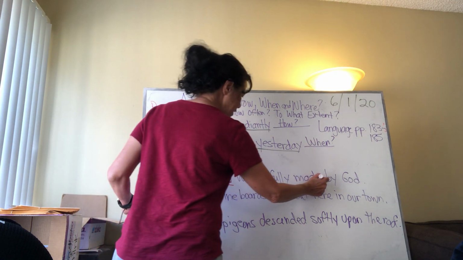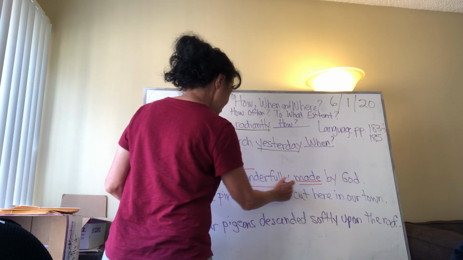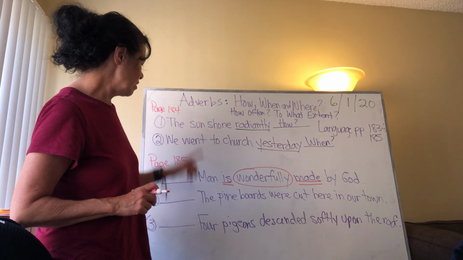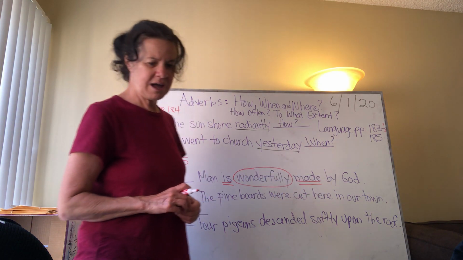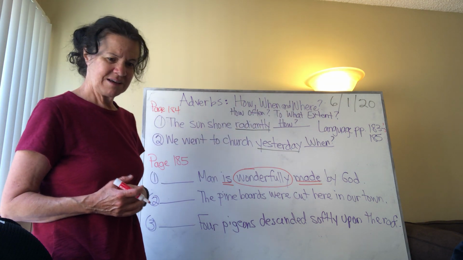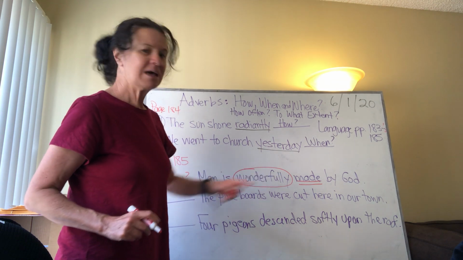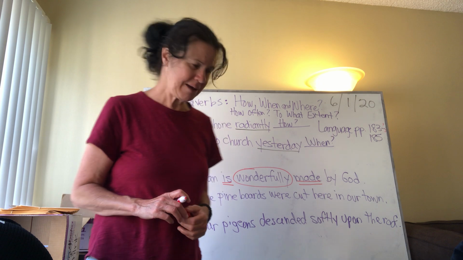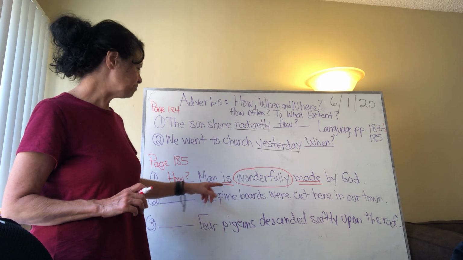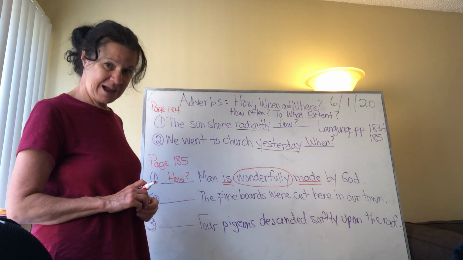So my verbs are is made, and my adverb that gives me details about is made is wonderfully. So I circle wonderfully, okay? And then I'm going to answer the question. Man is wonderfully made by God. And that answers a question: how, when, where, how often, and to what extent. That would answer the question, how. How is man made? Man's wonderfully made, okay? So again, you identify the verbs, you circle the adverb, and you write the question that the adverb is answering.